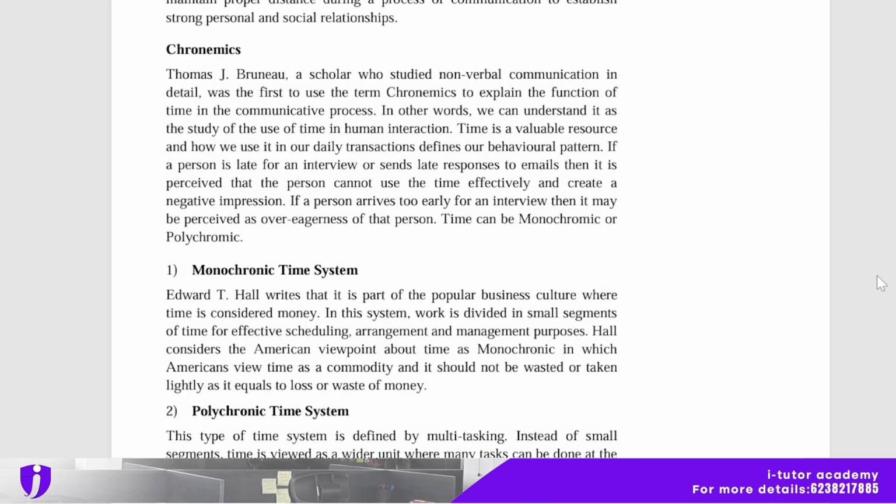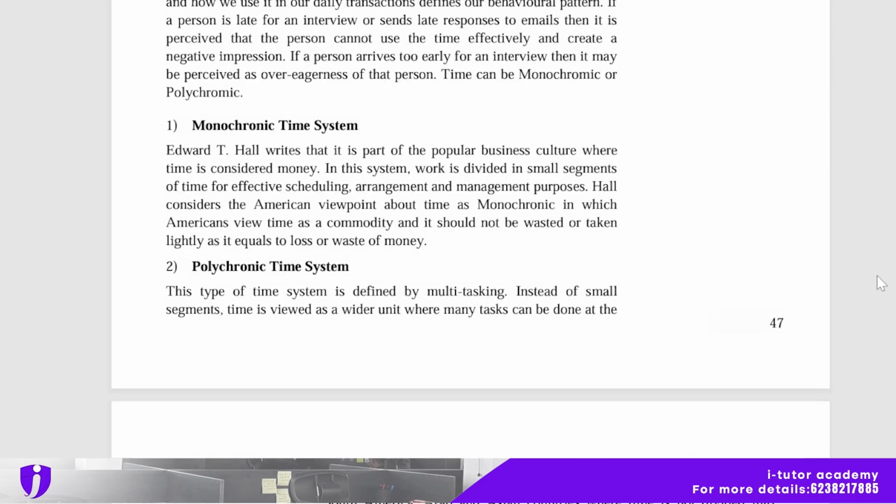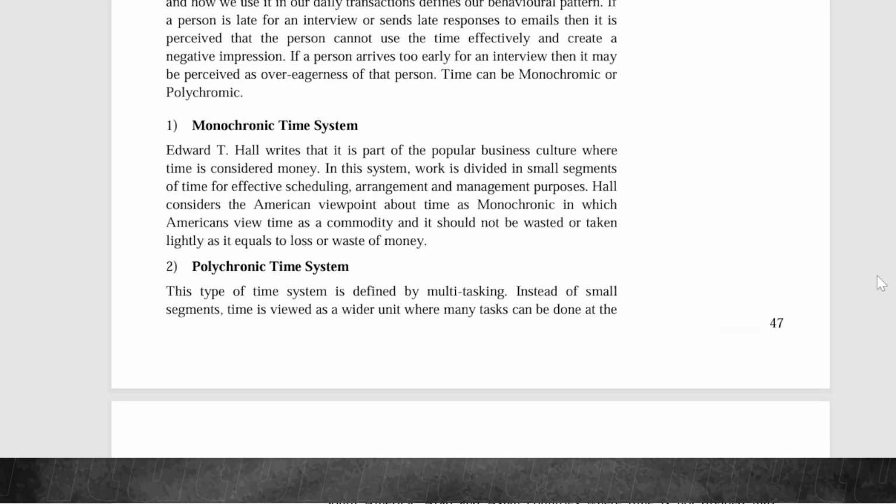So that is about the chronemics. If a person arrives too early for an interview, then it may be perceived as overeagerness of that person. Time can be monochronic or polychronic. In the monochronic time system, Edward T. Hall writes that it is part of the popular business culture where time is considered money. In the system, work is divided into small segments of time for effective scheduling, arrangements, and management process.